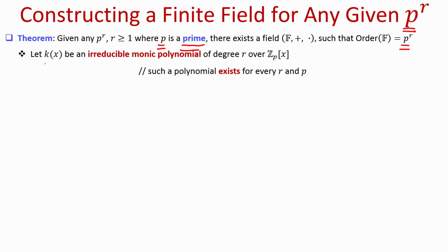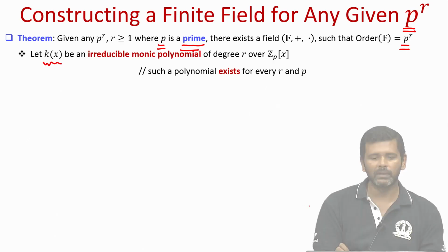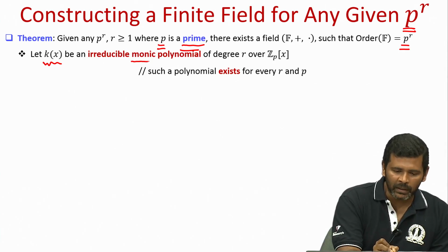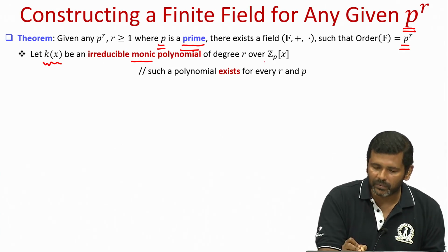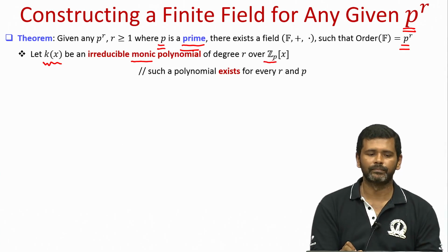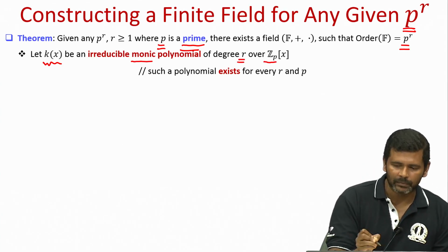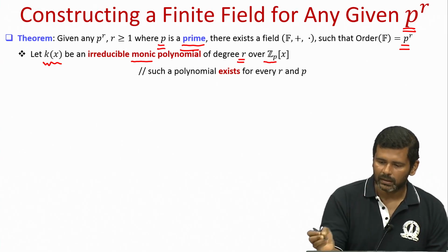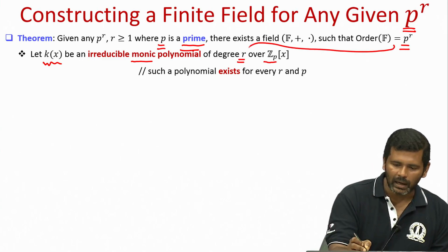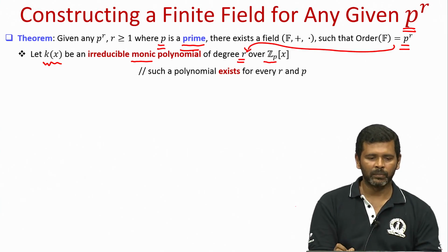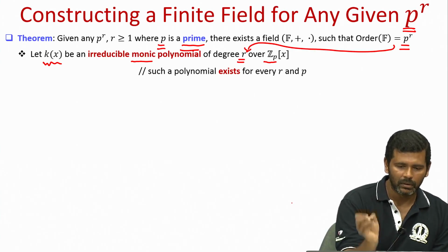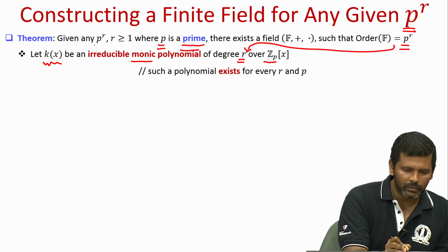So, for constructing such a field, we will take the help of some irreducible monic polynomial, where the coefficients are over Zp and the degree of the polynomial will be r. Why r? Because r is also given as part of your input. So, you are given a prime number p and a value r.